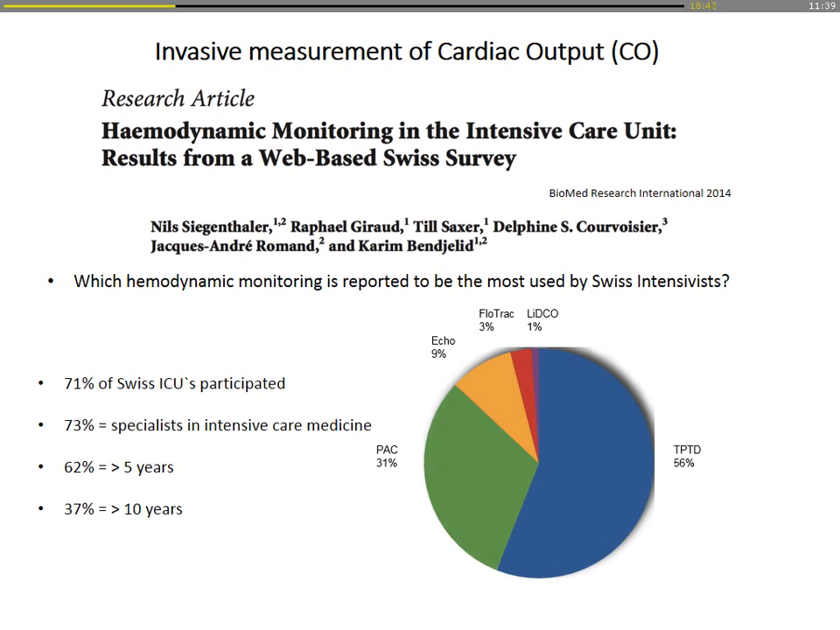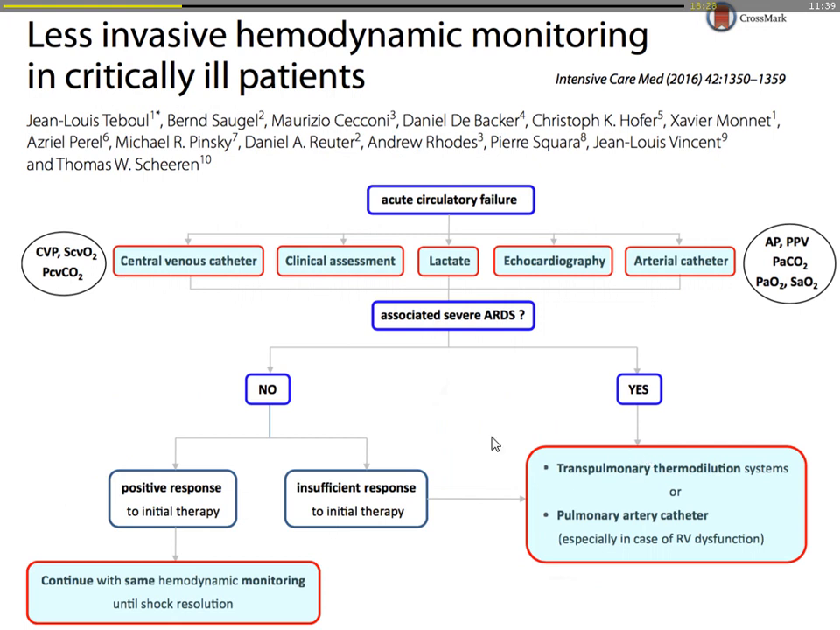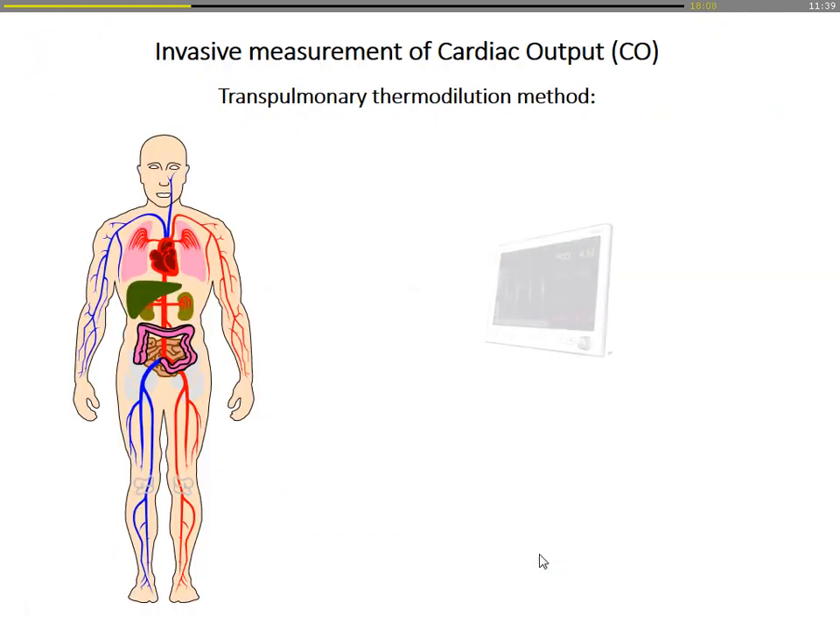So still, a third of them use the pulmonary artery catheter for hemodynamic monitoring in their ICU. And the other big group was transpulmonary thermodilution, which we will talk about in a minute. And in this hemodynamic monitoring concept paper we published last year with a group of experts, we still find a place for the pulmonary artery catheter, as you can see in this decision tree.